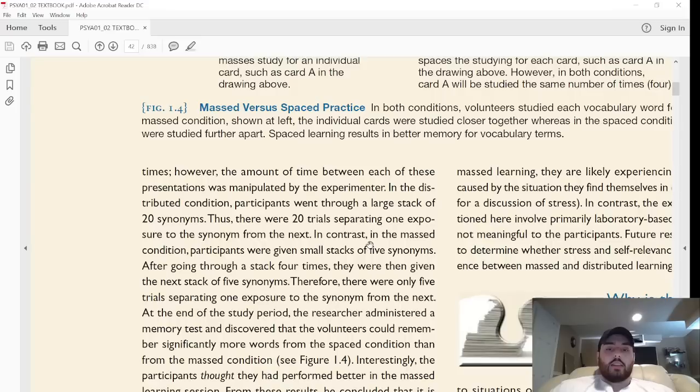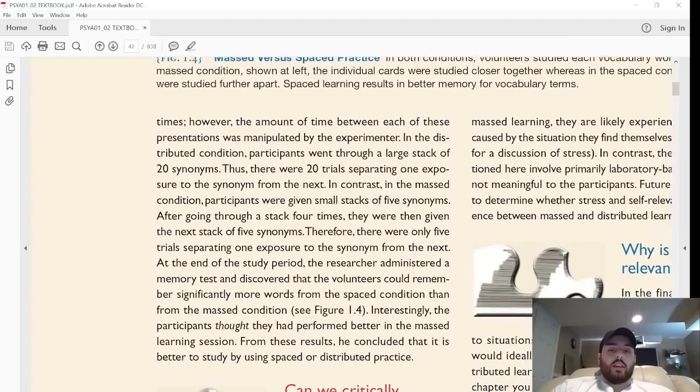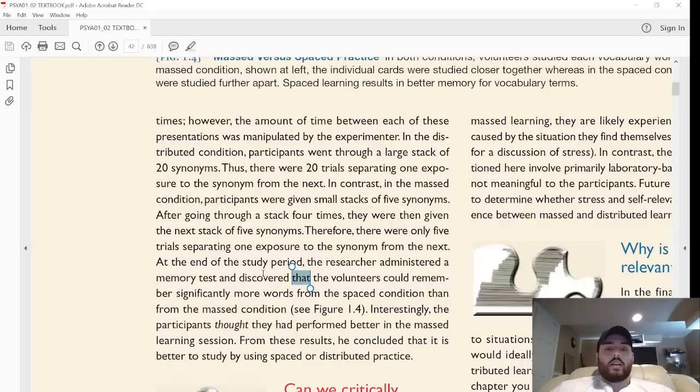In contrast, in the massed condition, participants were given small stacks of 5 synonyms after going through a stack 4 times. They were then given the next stack of 5 synonyms. Therefore, there were only 5 trials separating one exposure to the synonym from the next. At the end of the study period, the researcher administered a memory test and discovered that the volunteers could remember significantly more words from the spaced condition than from the massed condition, right?